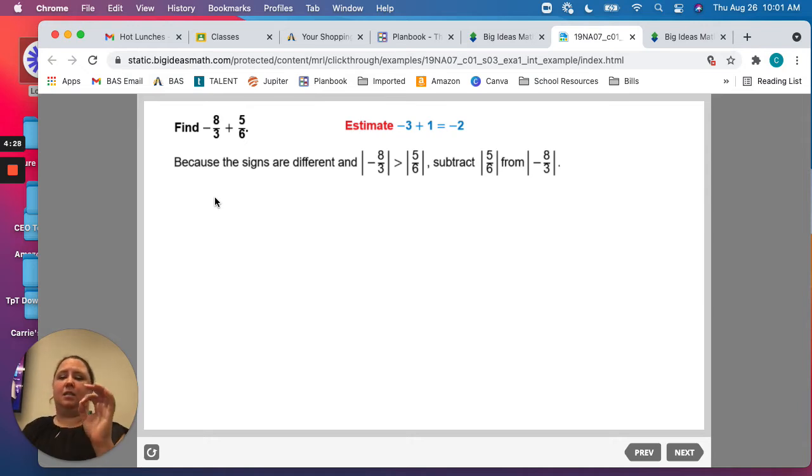So because the signs are different, if I were to look at these as an absolute value type, you would see that the 8/3 is actually going to be greater than the 5/6. So if you found the absolute value of each of those, basically you're switching it around to where you're going to subtract 8/3 minus 5/6.